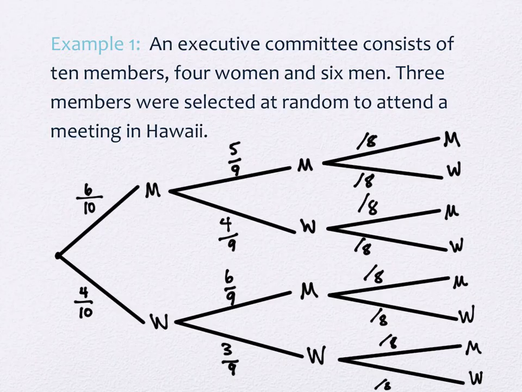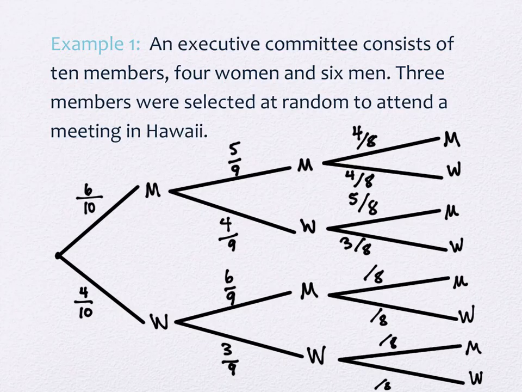So if I come along the first 2 branches like this, 2 men's names have been drawn, right? Okay, how many men are left in the basket? 4. How many women are left in the basket? 4. If I come along the first branch that leads to the second like this, a man's name and a woman's name have been drawn, right? Okay. How many men are still left in the basket? 5. And how many women? 3.